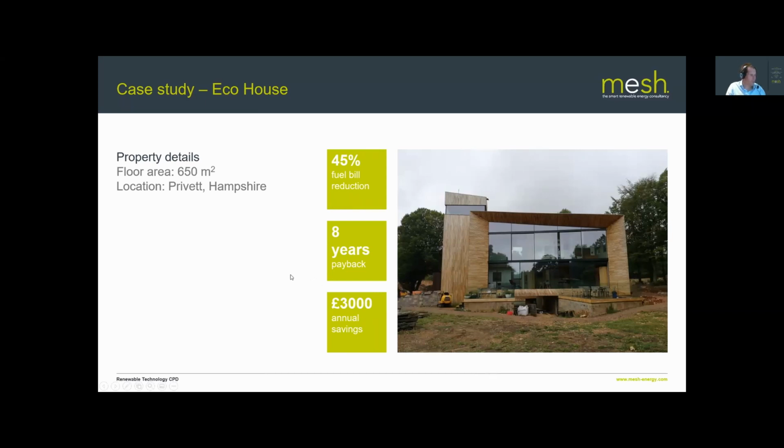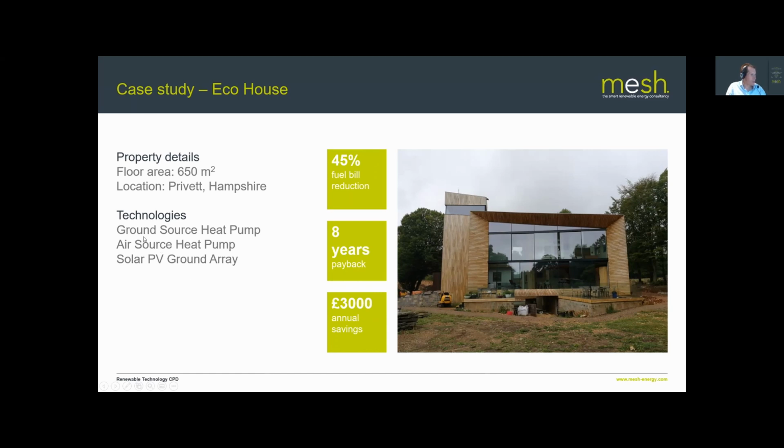But Mesh were employed to look at this building. It's got a swimming pool as well as the main house. You've got this tower here, which formed part of our ventilation strategy on this building. But what we were asked to do is look at alternatives to the oil boiler that they were going to originally install.